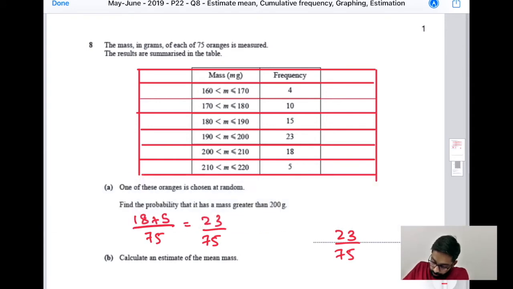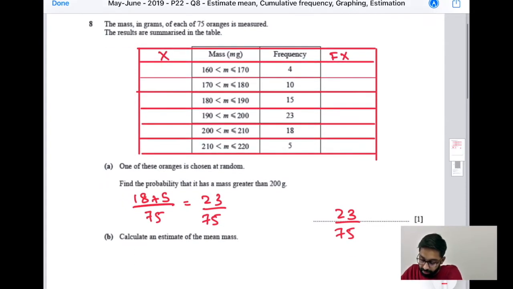Okay, so on the left, as I mentioned, you write the middle values, let's call them x, and on the right you write frequency times x. So the middle value of 160 and 170 is 165, the middle value of 170 and 180 is 175, the middle value of 180 and 190 is 185, then it's 195, then it's 205, and then the last one is 215.